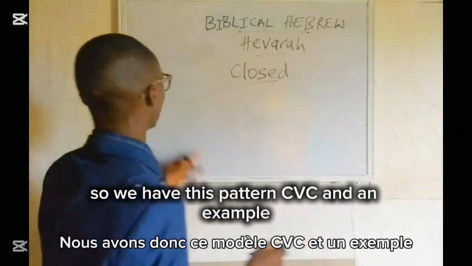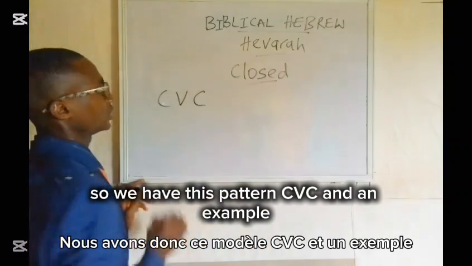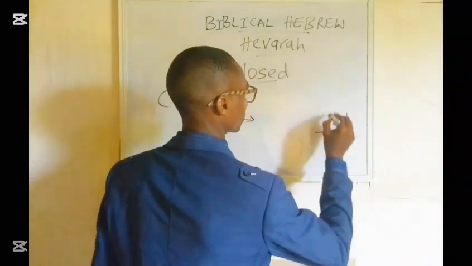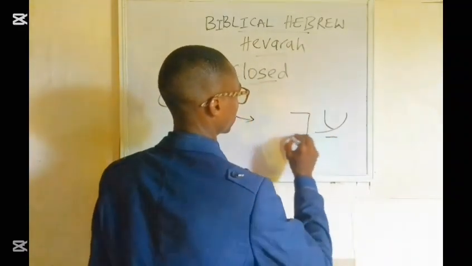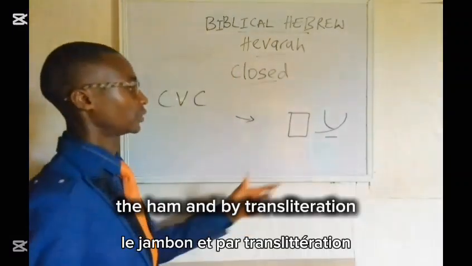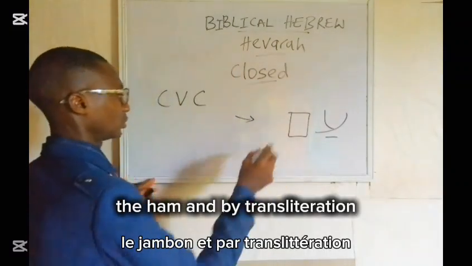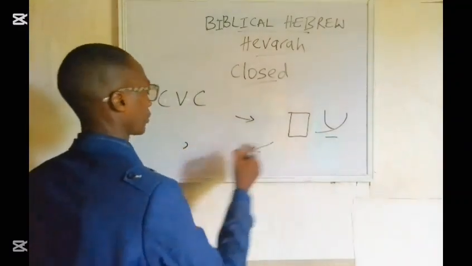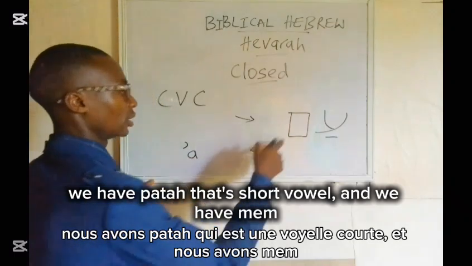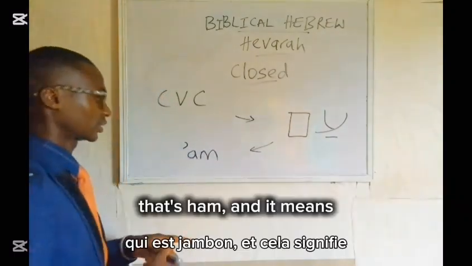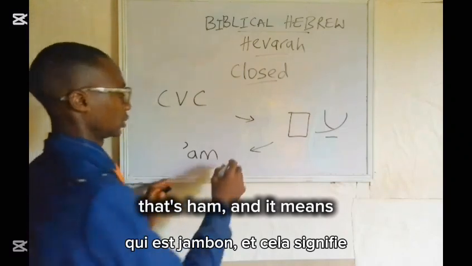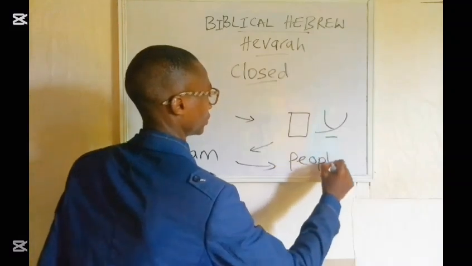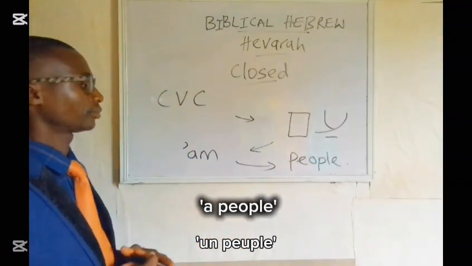So we have this pattern I've said, CBC, and we have an example. We have ham, and by transliteration, we have ayin, we have a short vowel, and we have mem. It means people. Let's say, are people. Alright.